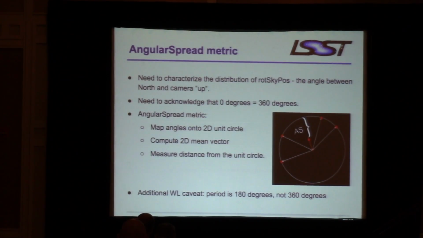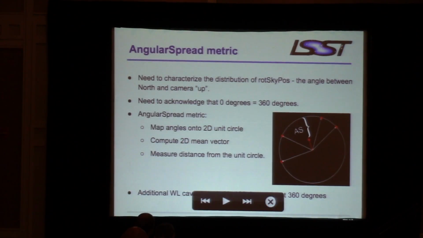So to look at the impact of rotation angles using math, we had to come up with a statistic that did a couple of things. One, it had to measure the uniformity of the angles, and two, it had to know that 0 degrees and 360 degrees actually mean the same thing. You can't just use a simple RMS, for instance.